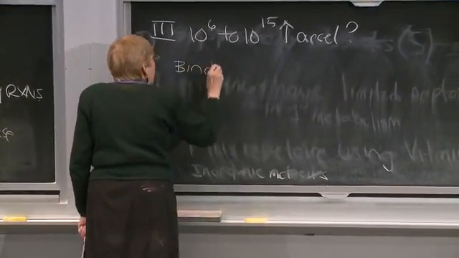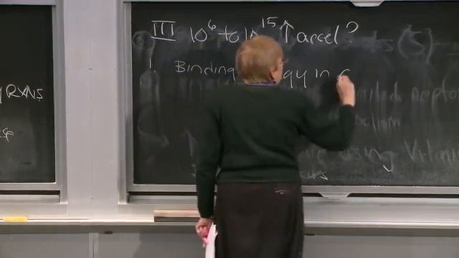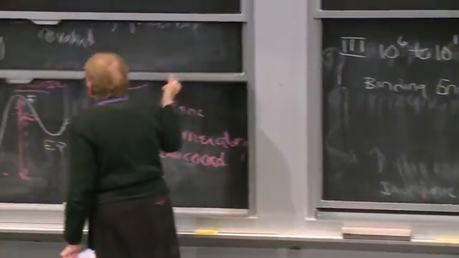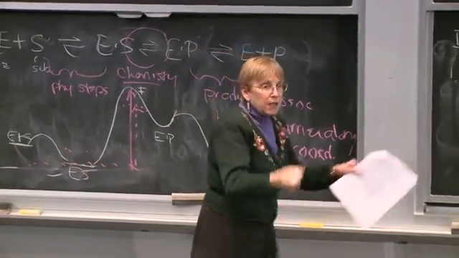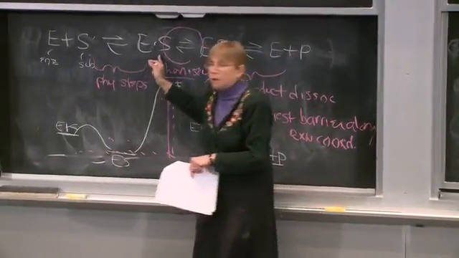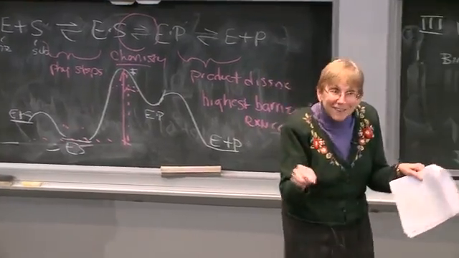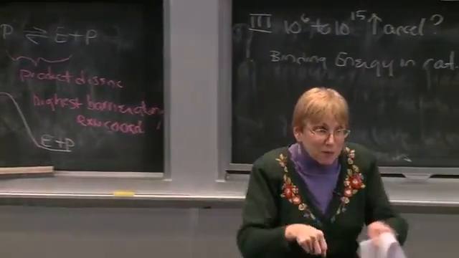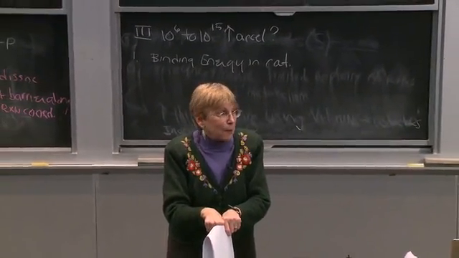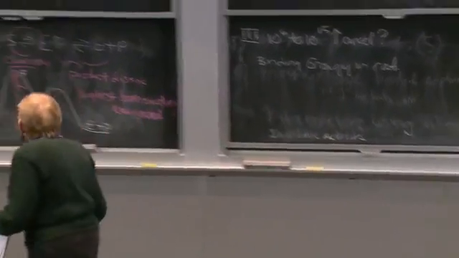So binding energy in catalysis, and what does that mean? What do we need to think about? The enzyme binds to its substrate. If we take this simple case, we need it to bind specifically. That's a key part of the enzyme that we haven't gotten to yet, specificity. But what if it bound its substrate really tightly? Do you think that would be good? No.